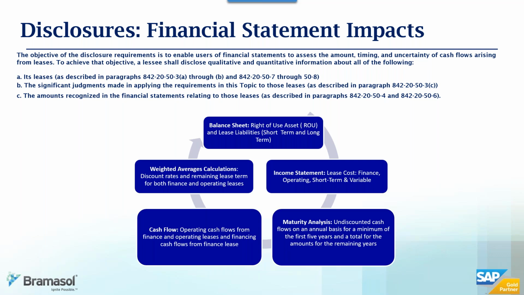The next big impact would be your income statement. For operating leases, you're going to actually show your lease expense. Finance leases, as we know, go into interest and depreciation. Another requirement that you're going to have to show will be short-term leases, which is leases less than 12 months, as well as your variable lease expense. All these are very new requirements that are required under the new accounting standard.